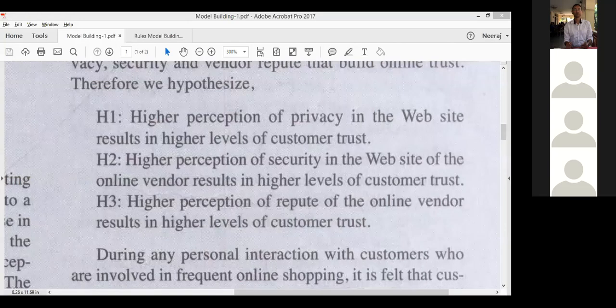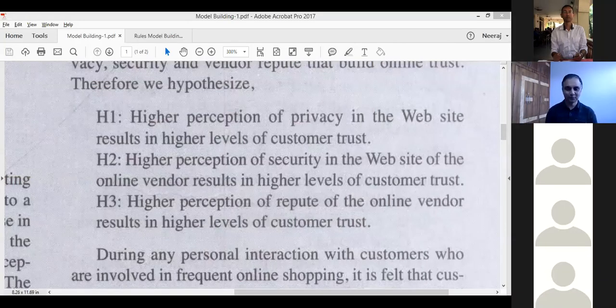Now, let's go back to the same model. I'm sharing the screen once again. Make a certain diagram in your notebook. Just a minute. Suman, is it visible to you? Yes, sir. It is visible.